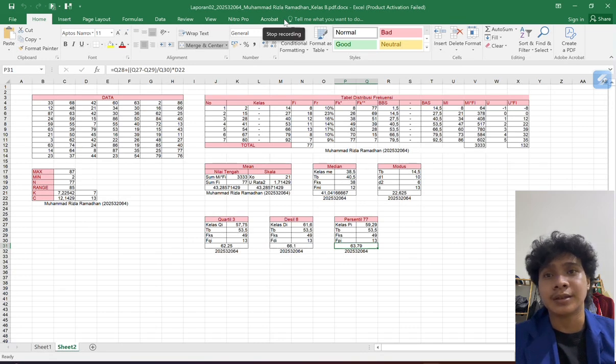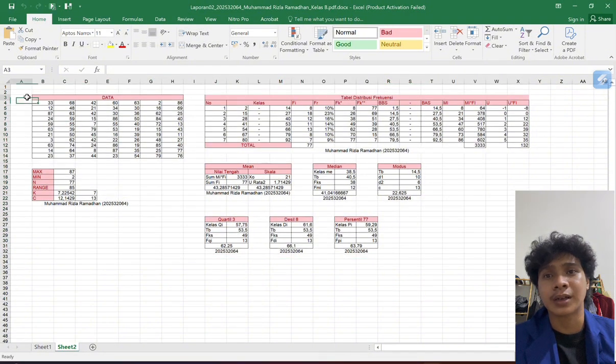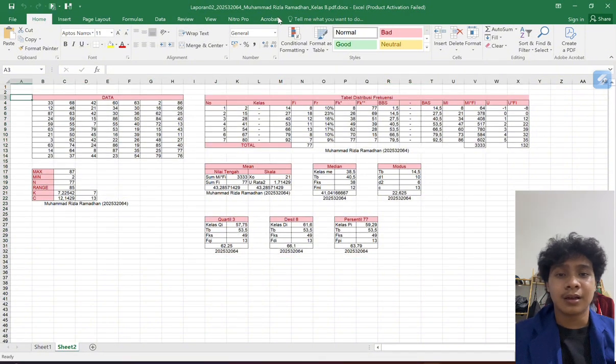In conclusion, this demonstrates the complete process of group data analysis, including the construction of a frequency distribution table, calculation of measures of central tendency, such as the mean, median, and modus, and calculation of measures of position, including quartile, decile, and percentile.